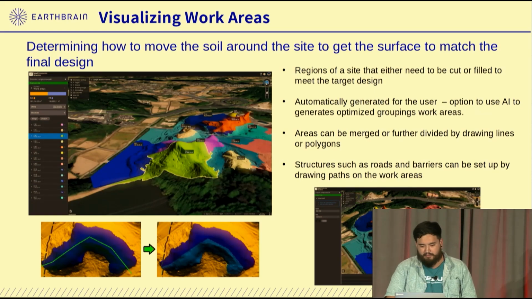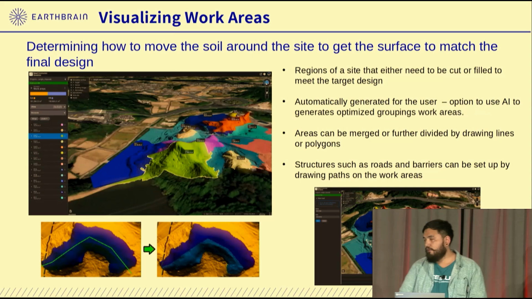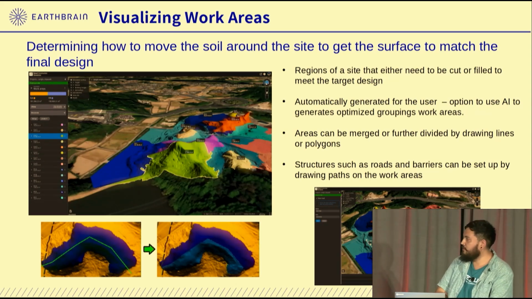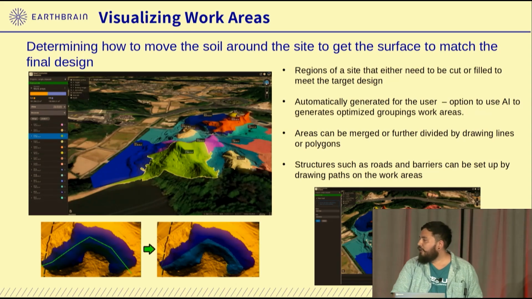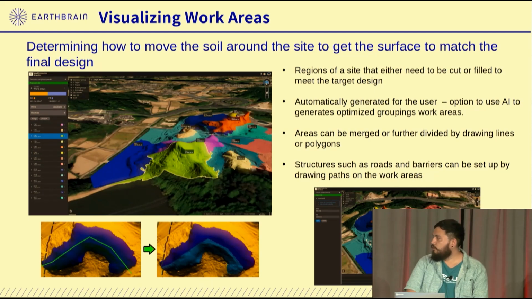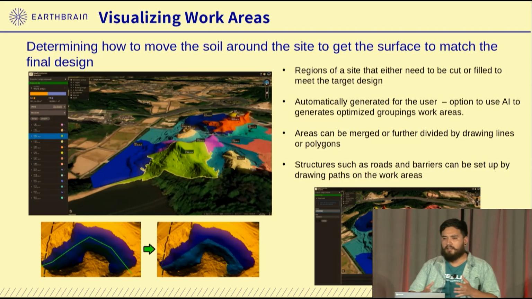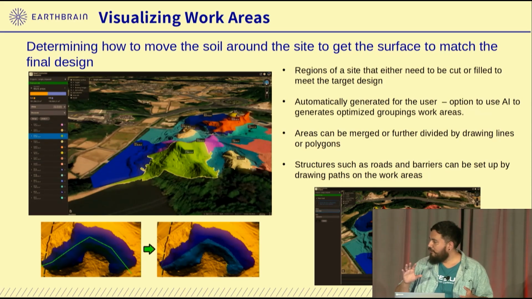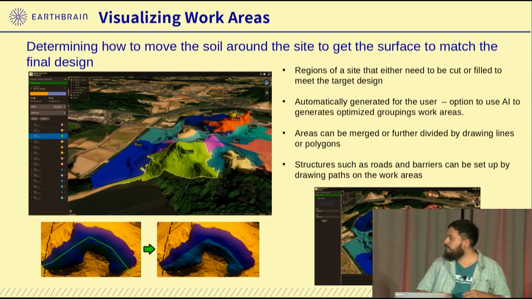So these work areas are automatically generated when the user opens the options for the first time. And they are generated by comparing the height differences between the source and the target design. And you're able to further optimize the work area by using AI. It optimizes it to make it a more efficient grouping of the work areas.